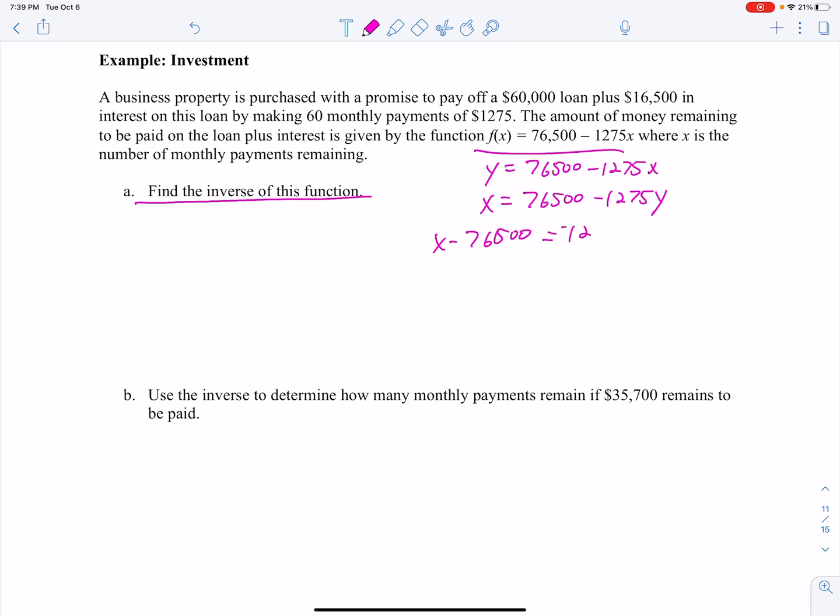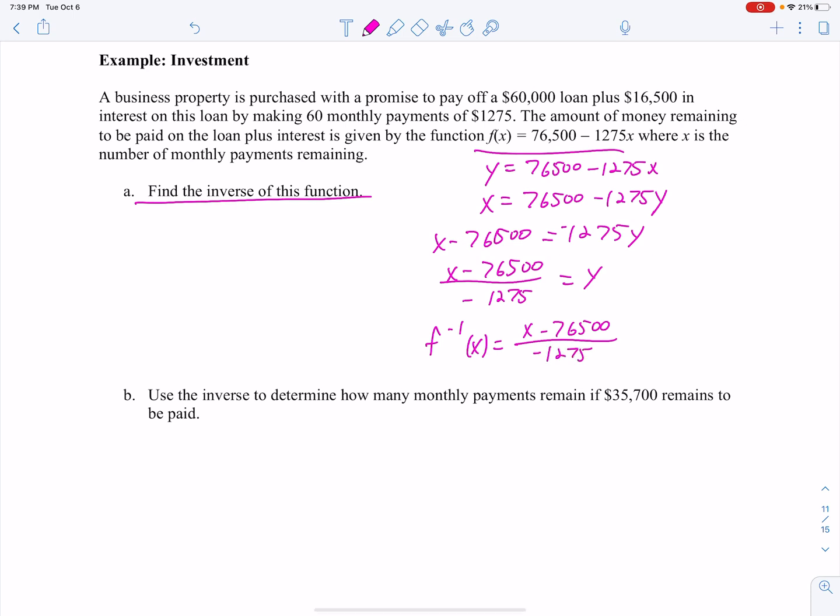Equals negative 1275y. Divide by negative 1275. So x minus 76,500 over negative 1275 equals y. Now remember, we don't leave it as a y. We have to write the proper notation. F inverse of x is x minus 76,500 all over negative 1275. And there we go.